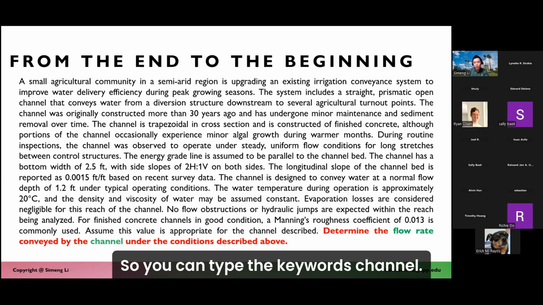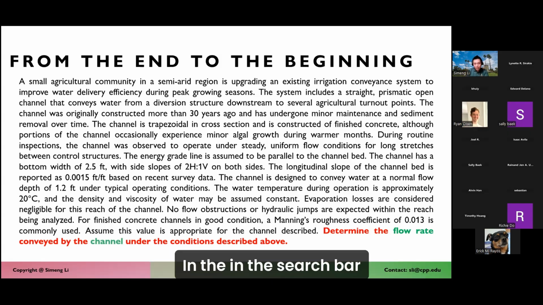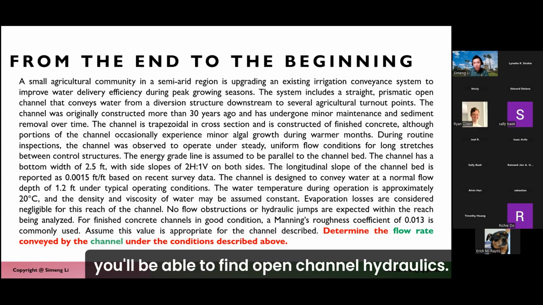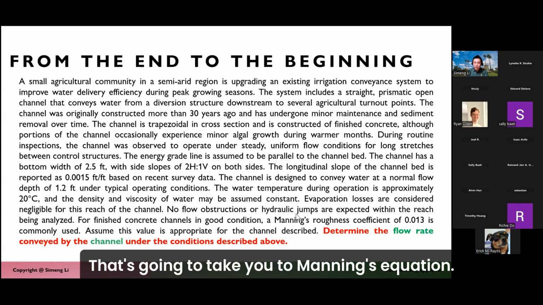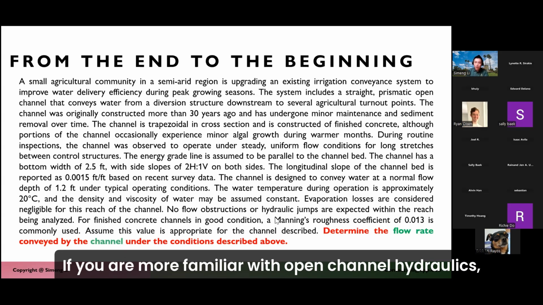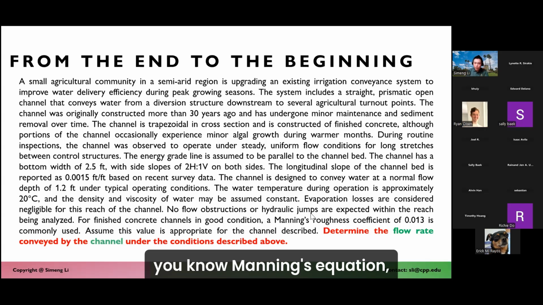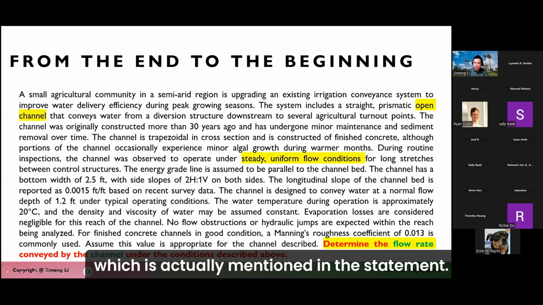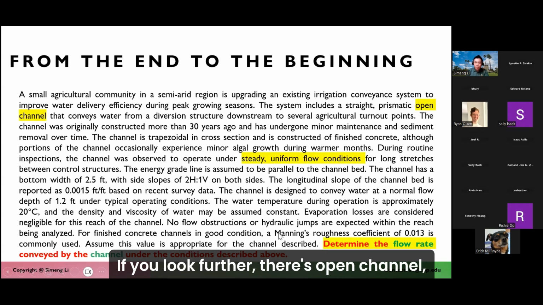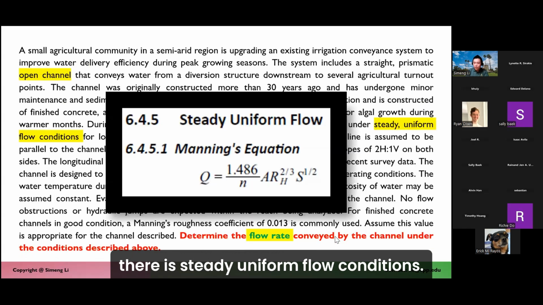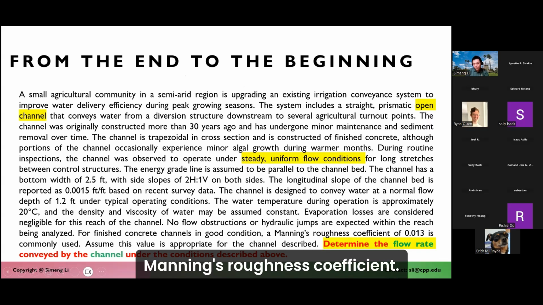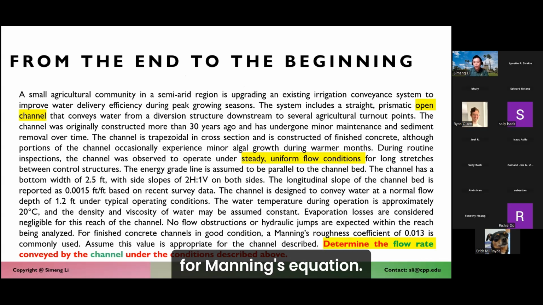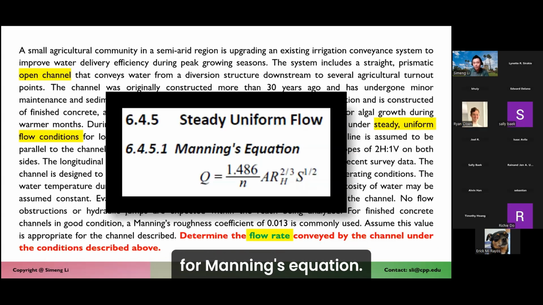So you can type the keyword channel in the search bar. You'll be able to find open channel hydraulics. You may search for flow rate in that section. That's going to take you to Manning's equation. If you're more familiar with open channel hydraulics, you know Manning's equation, which is actually mentioned in the statement. If you look further, there is open channel, there is steady uniform flow conditions. There's also the words Manning's roughness coefficient. Those are all signs that you should look for Manning's equation.